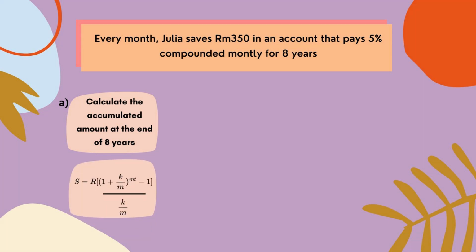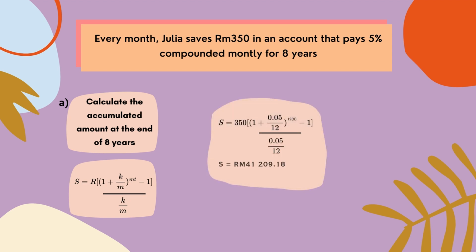Okay, this is the formula. After that, enter the given information into the formula, which is R is 350, 1 plus 0.05 over 12. And this is K and M in the formula. And then enter M and T, T for time, and divide by K over M. Calculate and we got the answer is RM41,209.18. So, settle for question A.